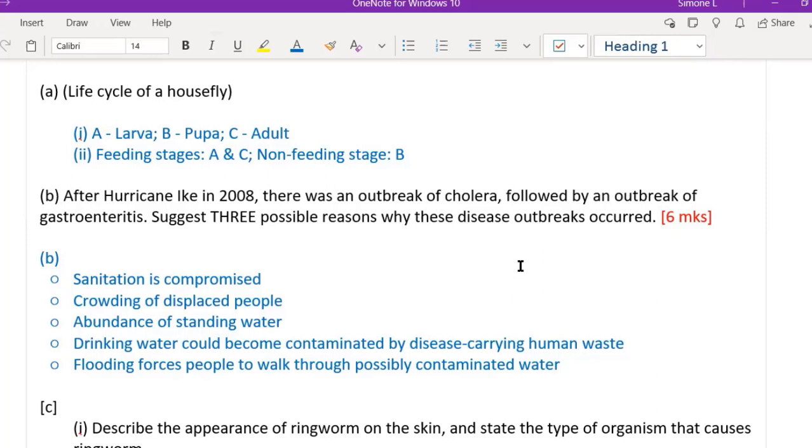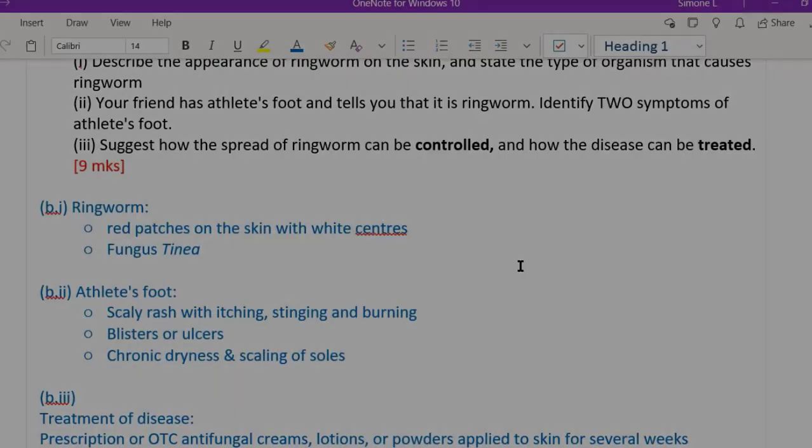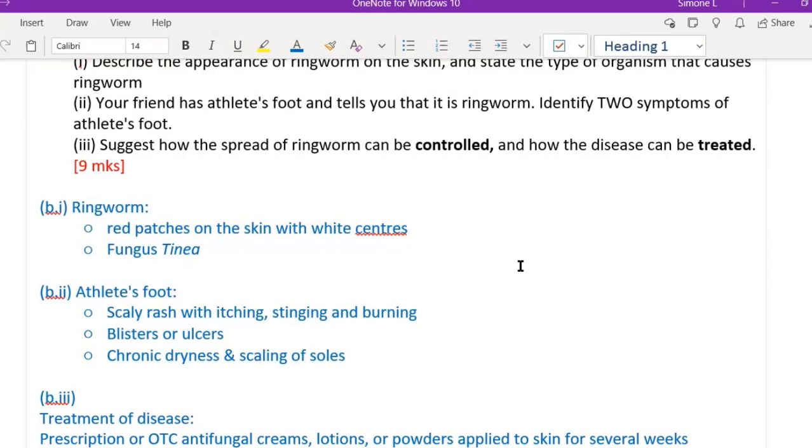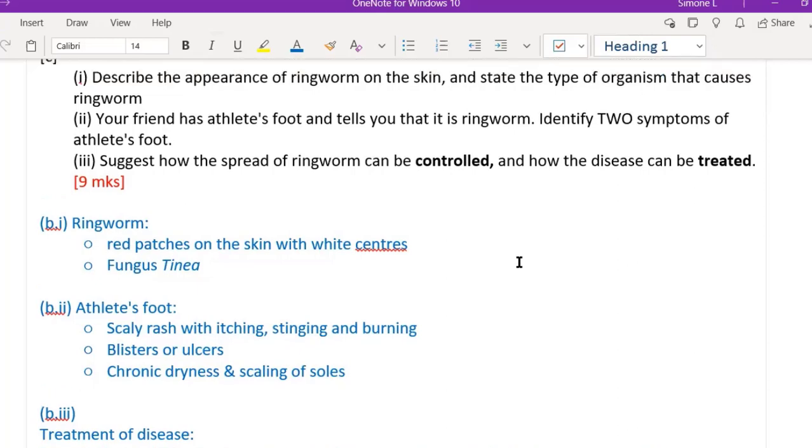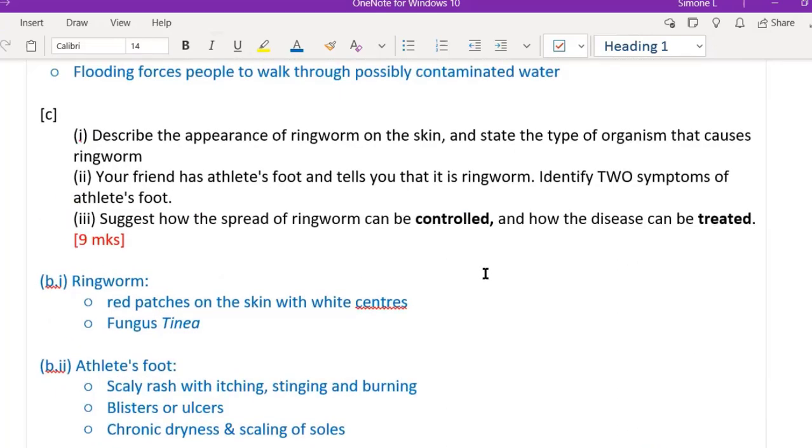So here we have part B. You have many reasons why disease outbreaks occur. Any three of the following would apply. You have your symptoms of ringworm, and you have the fungus tinea that causes ringworm, that also causes athlete's foot. It's just in a different location and produces different symptoms.